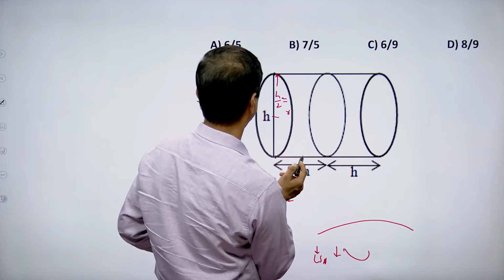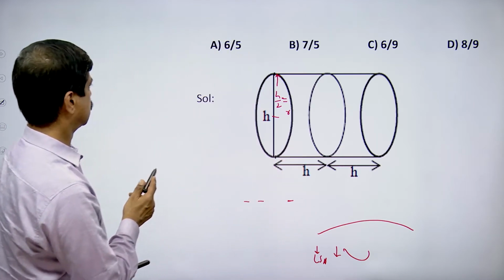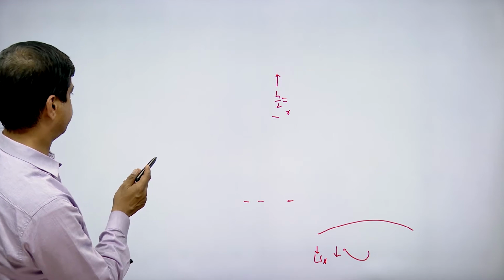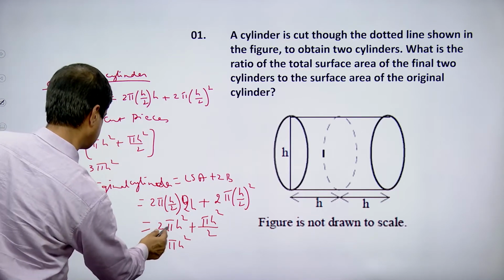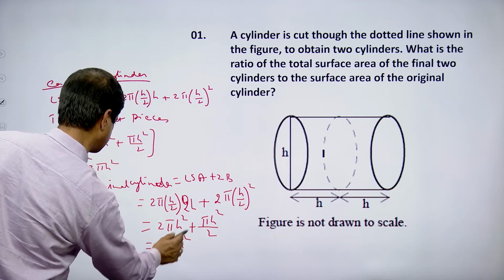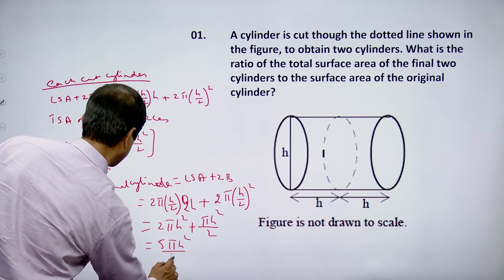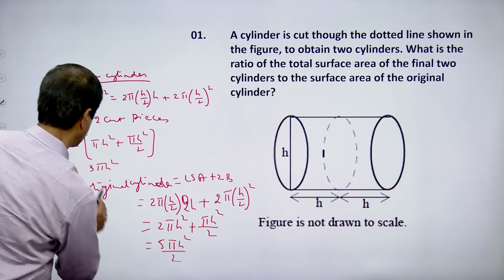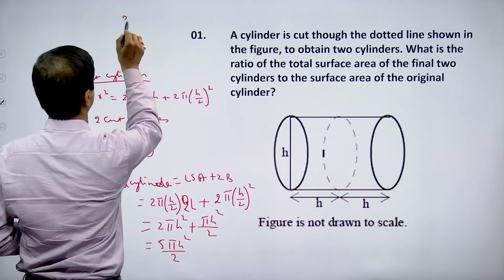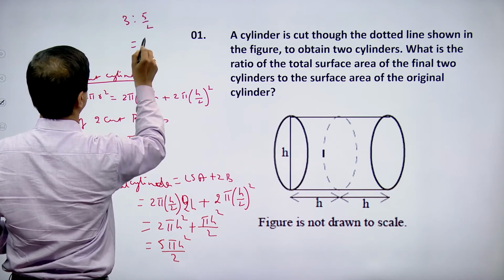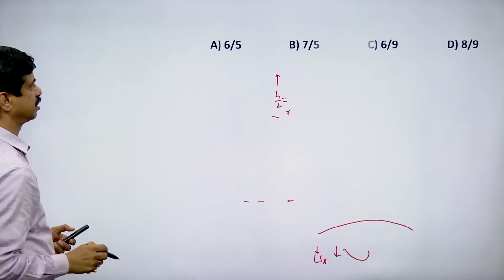So 3:5, what are we getting? There is a by 2 here, no? 2 plus 2, 4 by 2. So this is 3:5 by 2, that is nothing but 6:5, correct or not? So which option do you have?